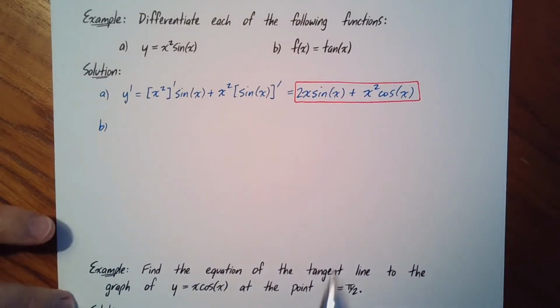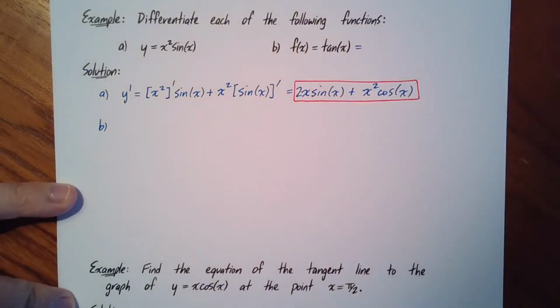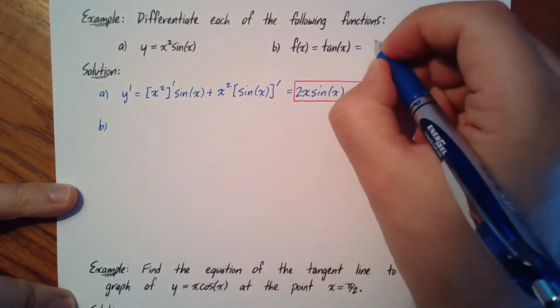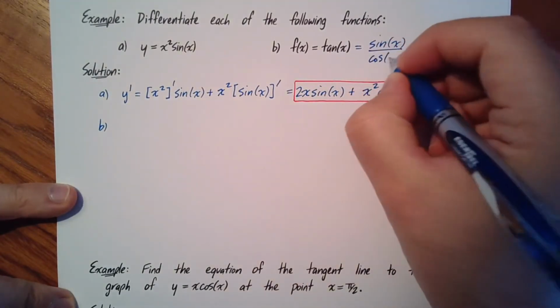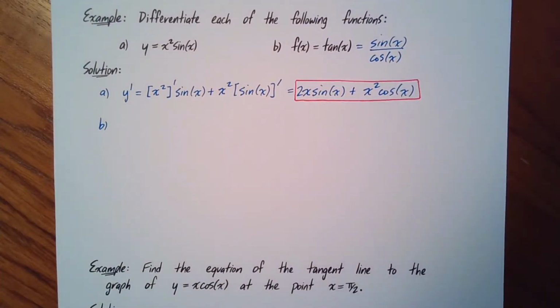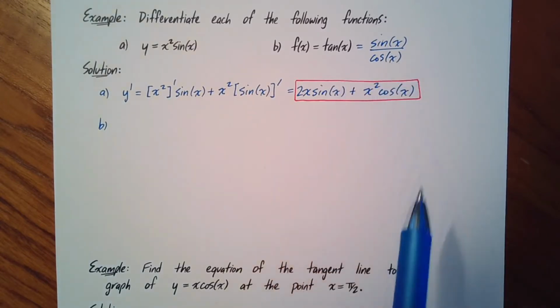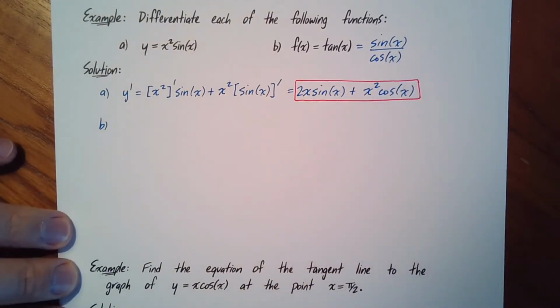Well, it's helpful to remind yourself, what is tan of x? It's the quotient of sine of x divided by cosine of x. And with that in mind, we can find its derivative using the quotient rule, because we know what the derivative of sine is, and we know what the derivative of cosine is. So we can use the quotient rule.